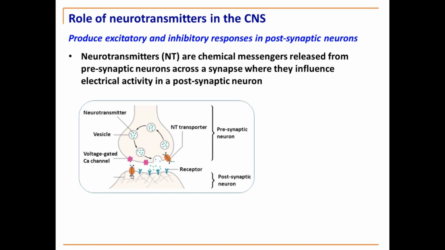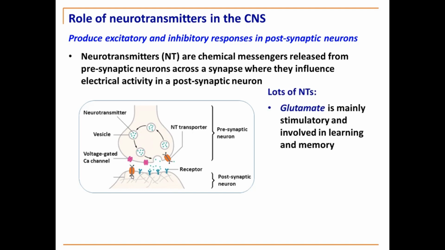That neurotransmitter can then be degraded, it can diffuse away, it can be reuptaken and reused. There are various things that can happen to it. And there are lots of neurotransmitters within the CNS itself. For example, glutamate. So glutamate is mainly stimulatory, and it's involved in learning and memory. We've got the monoamines such as serotonin and dopamine and noradrenaline. Noradrenaline, as we know, functions at adrenergic receptors as part of the fight or flight response. It's therefore involved in arousal, mood, and blood pressure.